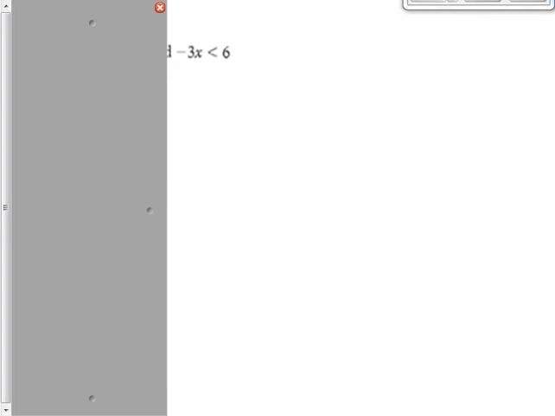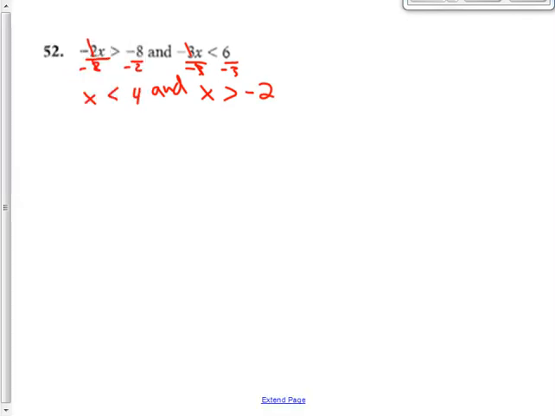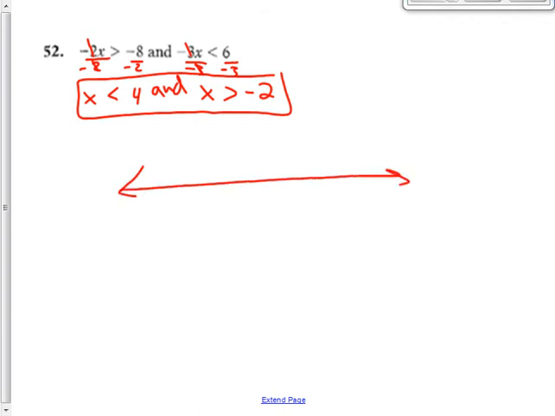The second one, way over here. I've got an "and" in between, so I'm going to put an "and" here. And then I'm going to divide and solve this one. So I divide by negative 3, I get x, the inequality has to switch. 6 divided by negative 3 is negative 2. So when I get rid of this, this is my answer in terms of my inequalities. It's just two separate problems. Okay? But look what happens when I put those two separate problems on a graph.